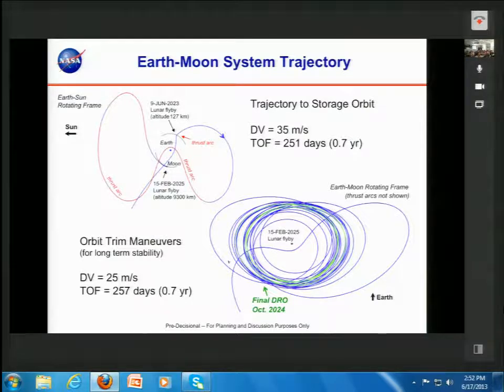But by doing little bits of thrusting over and over again, we trim this orbit and we bring it tighter and tighter until we get to this green orbit. You can kind of barely see it under the blues. And this green orbit is still going to dance around a little bit and change, but it's going to be bounded. And it's going to stay there at least for several hundred years, probably for many millennia. So in this design, we spent about 35 meters per second to go to the endgame.